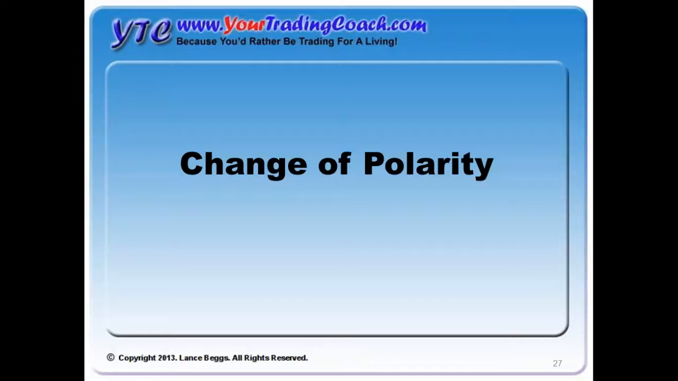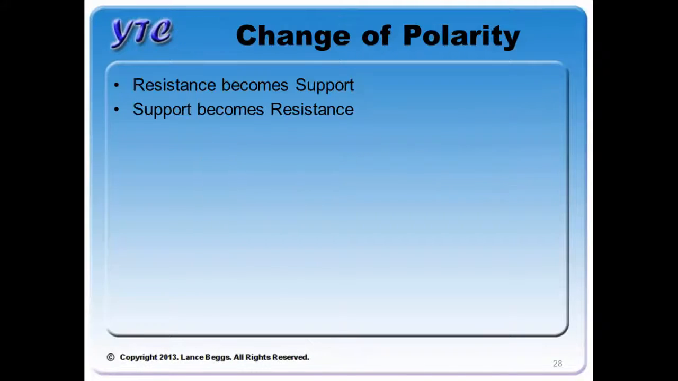Alright, I mentioned before that support and resistance are not permanent fixed barriers. They do break. And so there is an important concept you need to understand when they do break, which is called a change of polarity. And that is resistance when broken becomes support, and support when broken becomes resistance. Let's look at each in a little more detail.